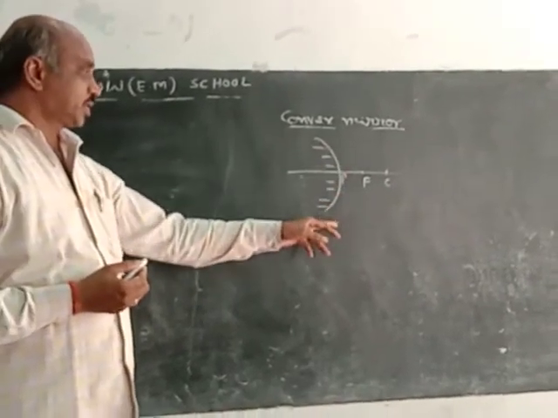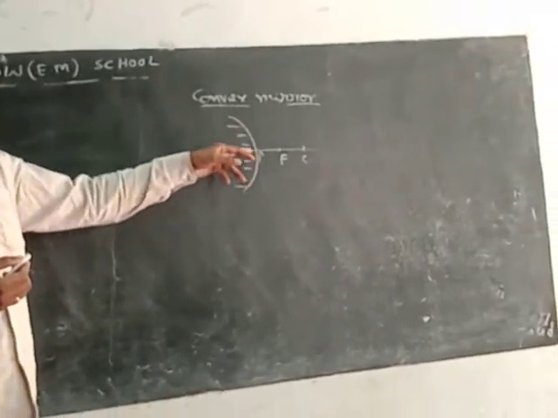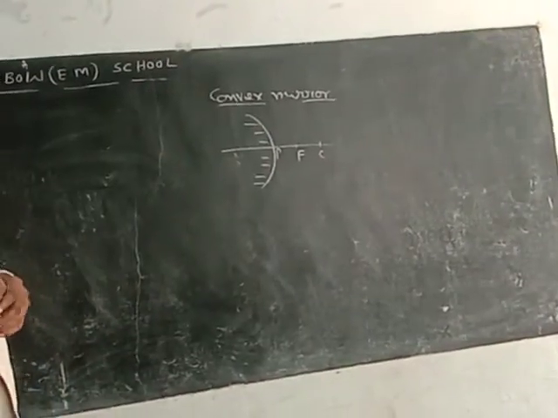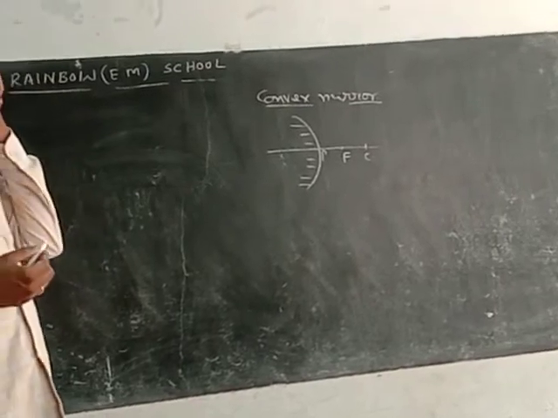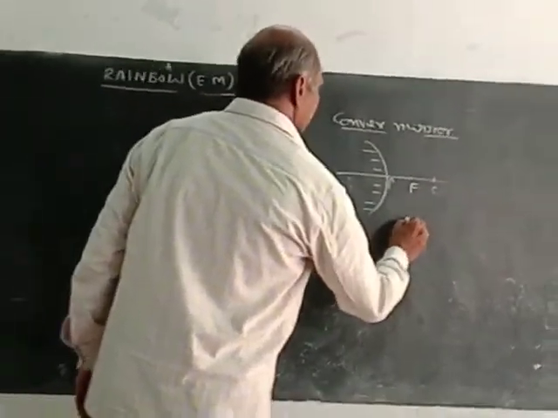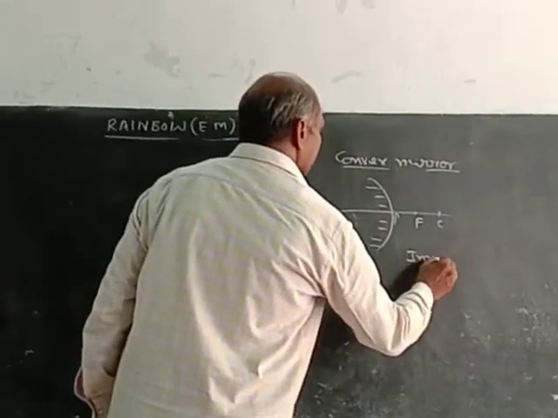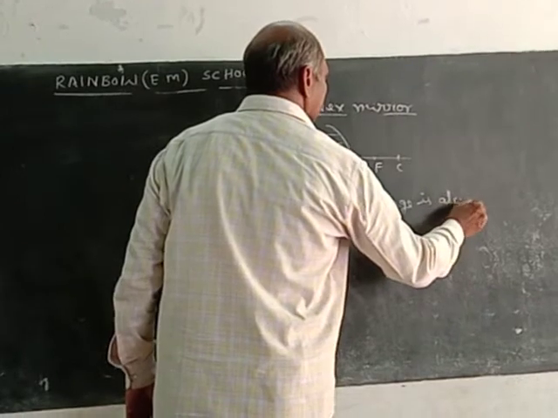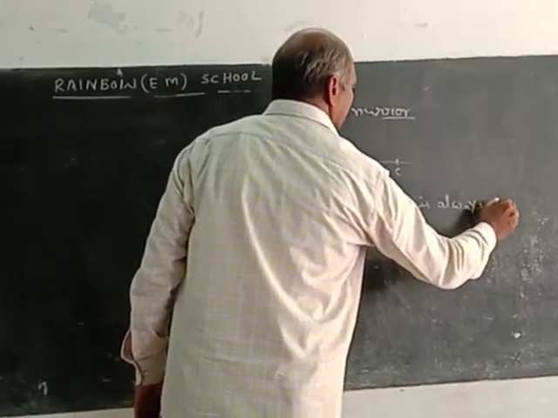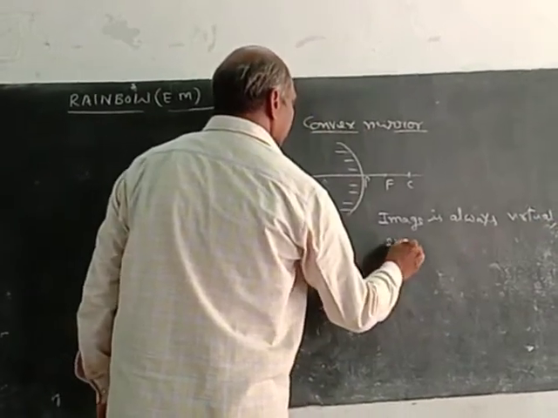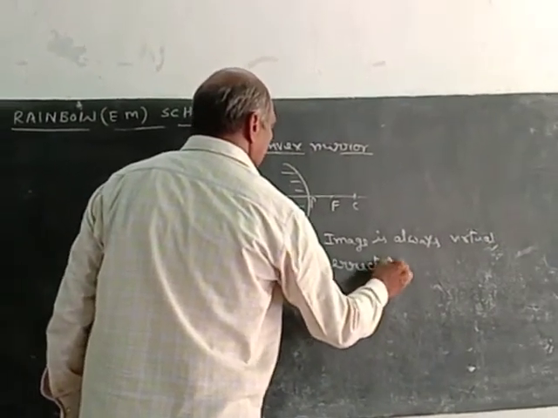This is a reflecting surface. The center part is bulging outside, top and bottom are going inside. Like this is the convex mirror. Whatever the position of the object, the image is always virtual, erected and diminished.